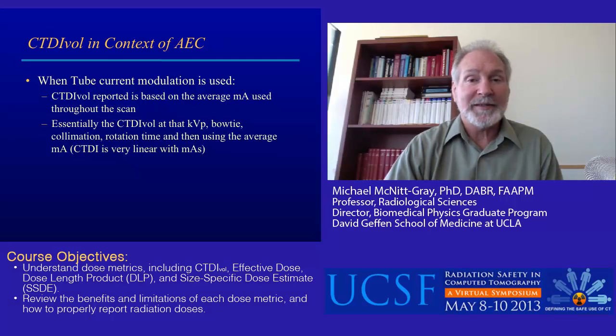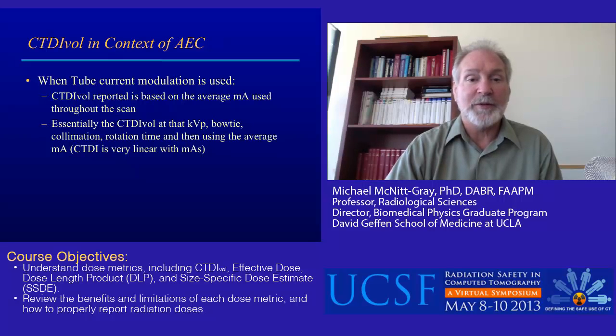In the context of automatic exposure controls, such as tube current modulation, CTDI vol has a very specific meaning. When tube current modulation is used, the CTDI value reported is based on the average tube current used throughout the scan. This is essentially the CTDI vol at that specific set of conditions of kV, bow tie filter, collimation, rotation time, and then uses the average mA across that scan, because CTDI is very linear with mAs.